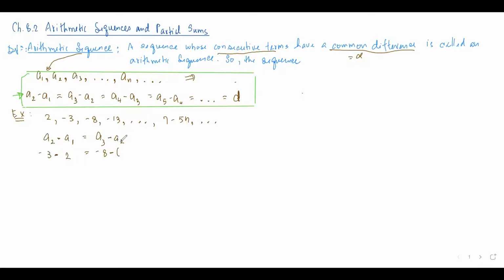A2 equals -3. Then you simplify. This one becomes -5, and this one is -8 plus 3, so this one equals -5. You see this one is equal, correct? So this is D. So we know right away that D equals -5.